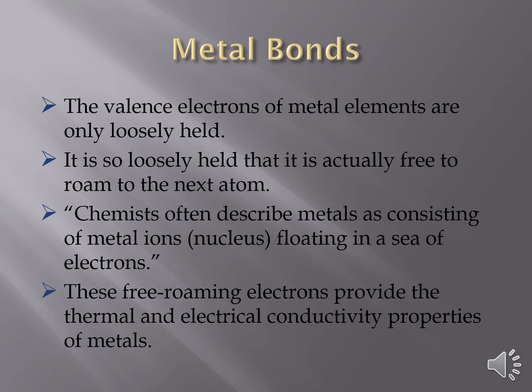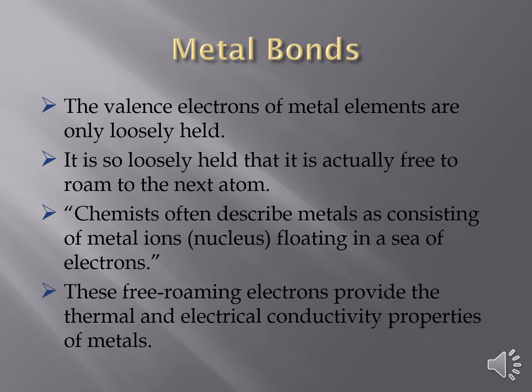Okay, third thing, and notice this is in quotes, chemists often describe the metals as consisting of metal ions or nuclei floating in a sea of electrons. When you write that down, make sure you write down the term floating in a sea of electrons, and underline it, make it really bold, really strong, circle it, put hearts, stars, whatever draws your attention to that in your notes. It's very important you remember the term floating in a sea of electrons. That's a key definition that they always associate with metallic bonds.